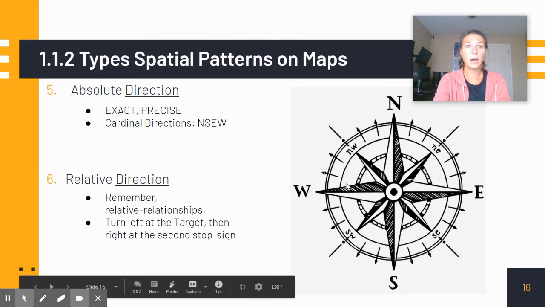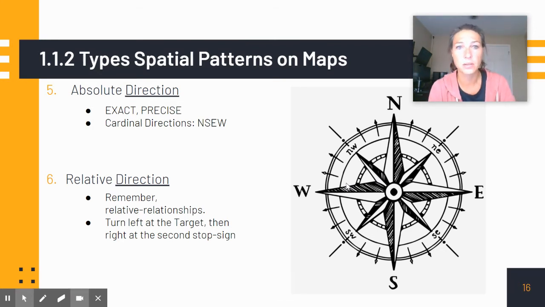Okay. The last one is absolute and relative direction. Absolute is precise, cardinal direction, so it's northeast, northwest, southwest, southeast, etc. Relative direction is sort of the same thing: turn left at the Target, then right at the stop sign. Left, right, go straight, whatever that might be. And then you're also talking about relative location too. So all the relatives go together, all the absolutes go together.